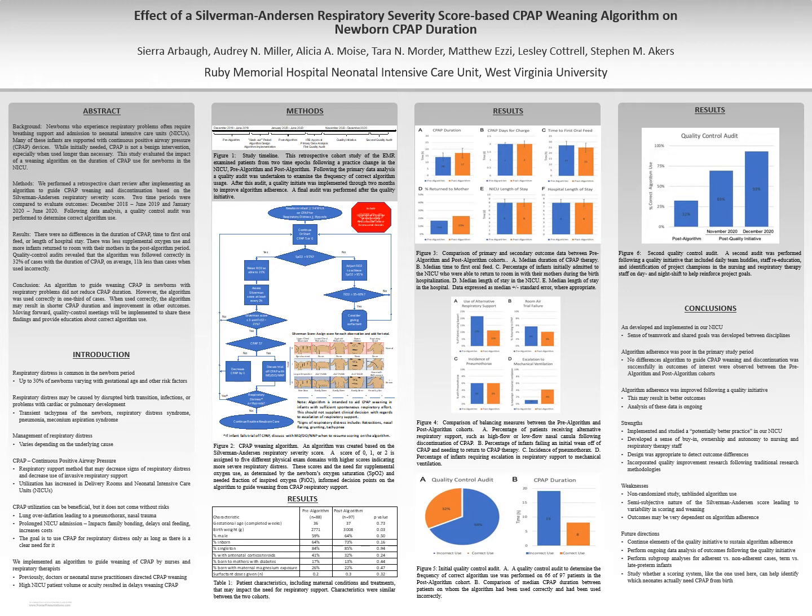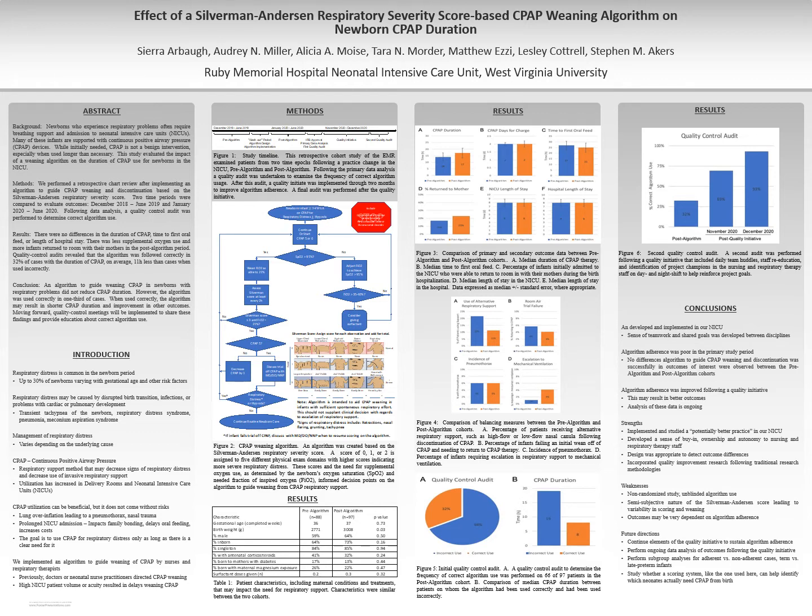In conclusion, an algorithm to guide CPAP weaning and discontinuation was successfully developed and implemented in our NICU. In the primary study period, algorithm adherence was poor. This may have led to detecting no differences in the outcomes between the cohorts. Following introduction of the quality initiative, algorithm adherence was improved and may result in better outcomes.